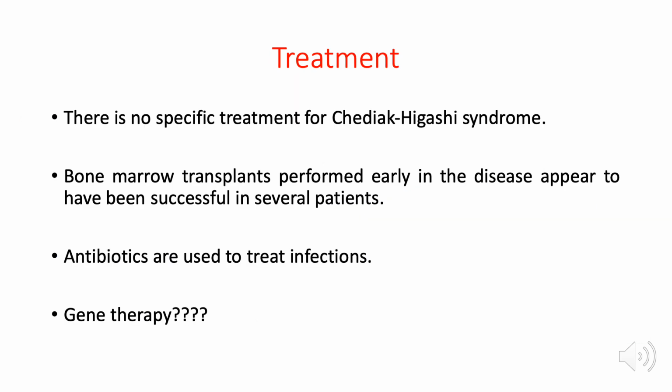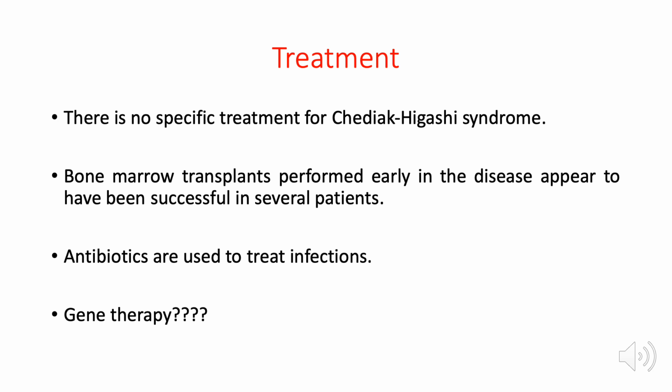There is no specific treatment to Chediak Higashi syndrome. The important thing is, once the patient is identified to have this condition, you always have to manage the infections with antibiotics because you cannot just simply rely on the immune system of the patient to fight off the microorganism. Bone marrow transplants have been shown to be successful in some patients. Then, there's also a proposal to try gene therapy.